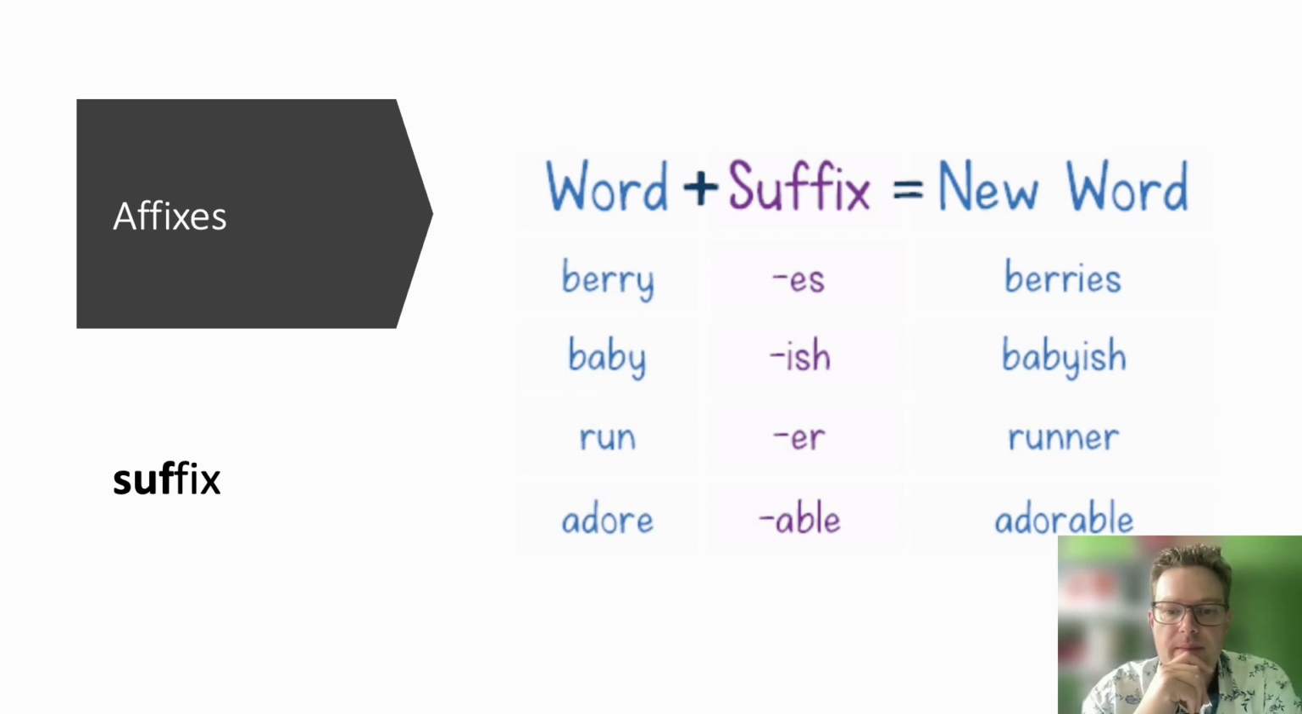Here's the table explaining with exactly those ones I did there. So berry, and then we had the spelling change, but ignore that. We'll talk about that another time. But you've still just added an S for plural. So berry, and then added the plural S, berries, baby, babyish, run, runner, adore, adorable. Adding on all of these suffixes has also helped us make new words. There's another kind of affix that you can use, but this one's quite rare.